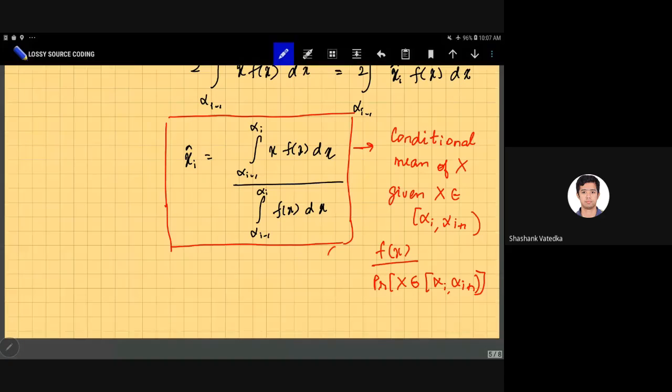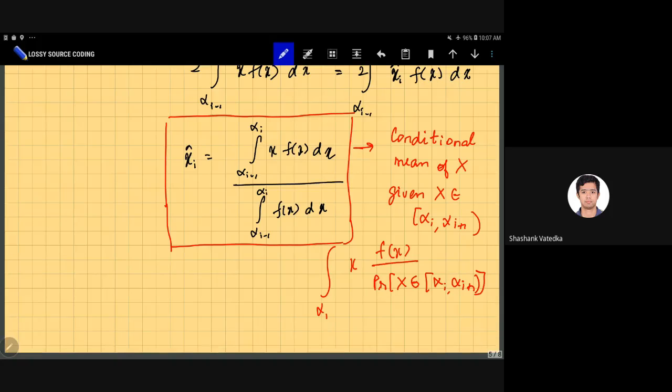It's the integral of x, from alpha i minus 1 to alpha i. So it's the conditional mean of x given that x lies in the interval alpha i minus 1 to alpha i.